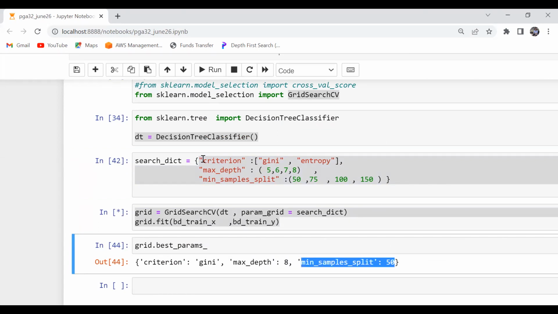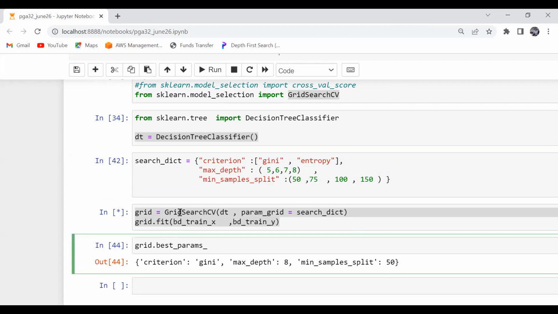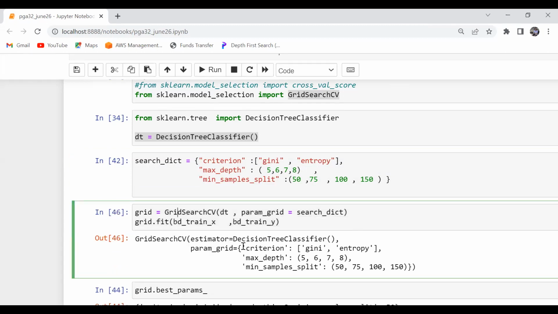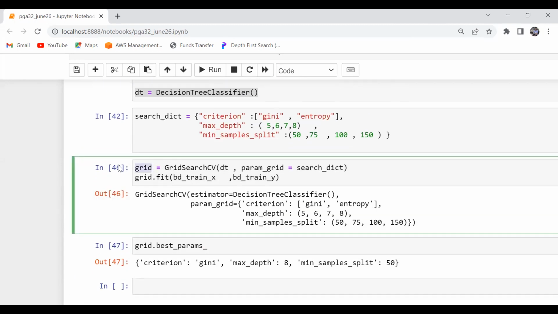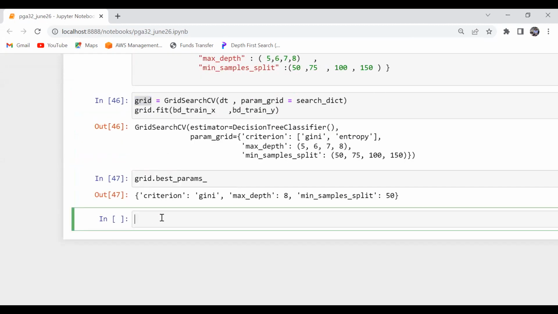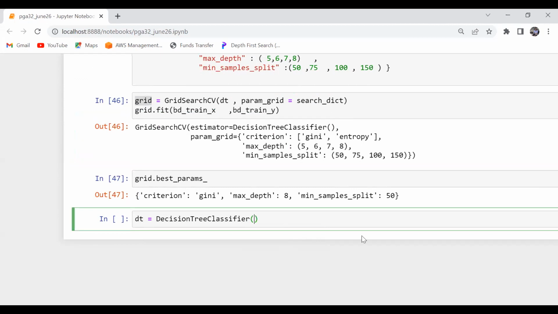What was my aim? My aim was to find out of these combinations. Remember the Excel sheet? Out of these 32 combinations, which combination will give me the best parameter? So it is saying the best is this. Now you get your best parameters. So if you want, you can build your model using something like this. You can say DT equal to decision tree. And then what you can say? You can say criteria is equal to Gini. Either you build your next tree.